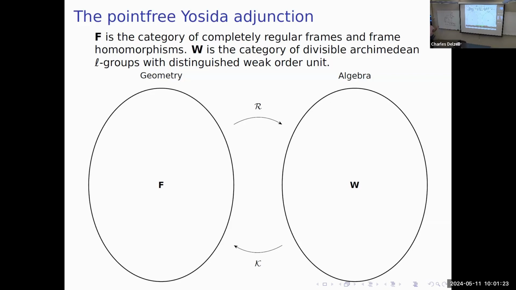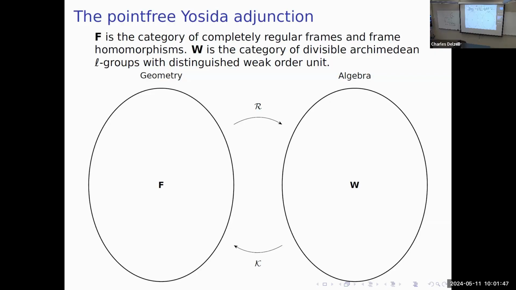In our case, geometry is represented by the circle on the left as the world of topology, instantiated as the world of completely regular frames. That's F, the category. And on the right, it's the world of algebra in the form of W, the same W that we've been hearing about.